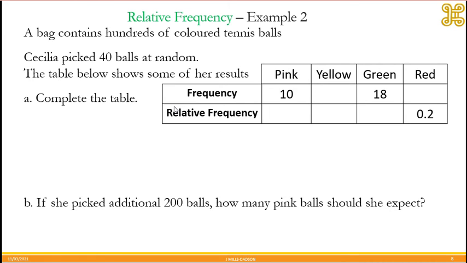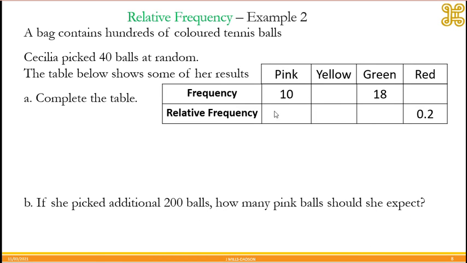Now, this is another relative frequency, but we're going to work backwards. So a bag contains hundreds of colored tennis balls. That's a lot of colored tennis balls. And Cecilia picked 40 balls at random. And the table shows the outcomes. We have frequency, the number of times: pink, 10 pink balls picked, 18 green balls picked. We were not given the number of yellow and red. We've been given a relative frequency of 0.2. Given this information, we are supposed to complete the table and then use the table to work out if she picked additional 200 balls, how many pink balls should we expect to be picked.